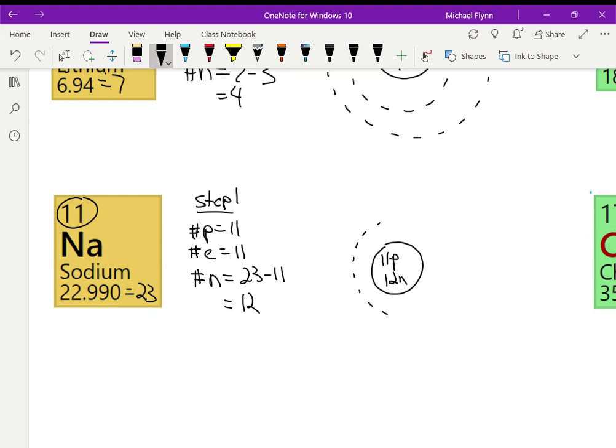You draw the first shell. I have to put in 11 electrons in this picture. So the first shell can hold up to 2. Now I have to add another shell. Well, the next shell holds up to 8.